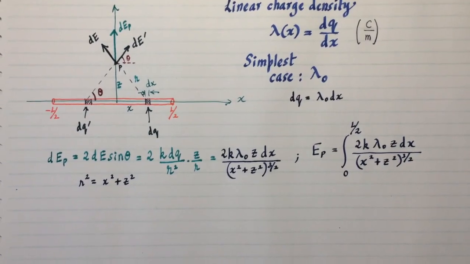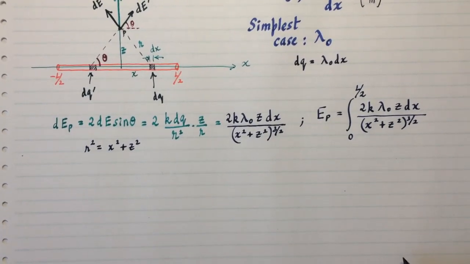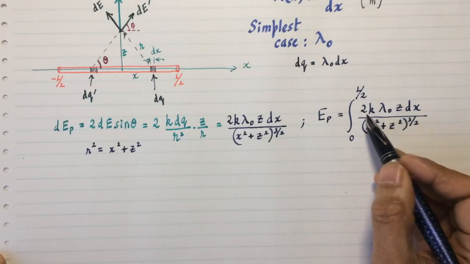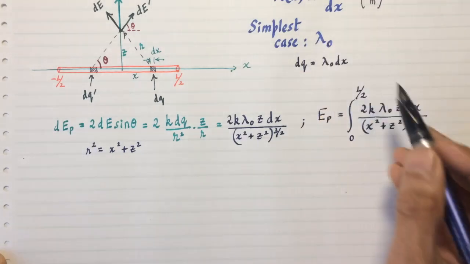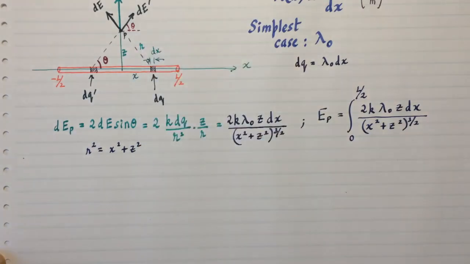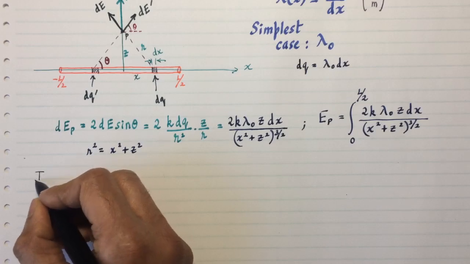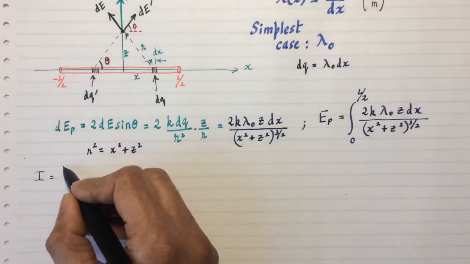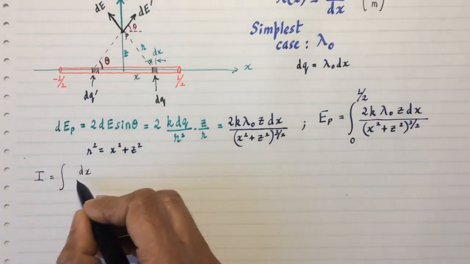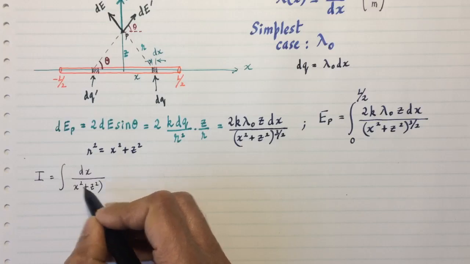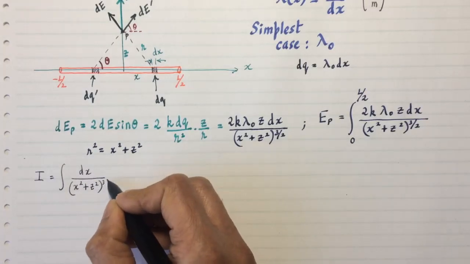This is not a difficult integral to exactly solve. So 2k lambda naught and z are all constants. K is the Coulomb constant, lambda naught I've assumed to be constant, and z is just the distance from the rod, which is also fixed. Let me just forget all that and worry only about the denominator then. I'm going to call this integral I. The integral I is the integral of dx divided by x squared plus z squared to the power 3/2.